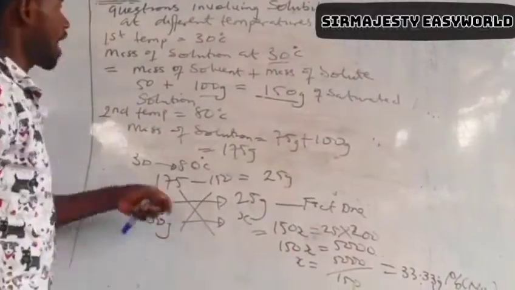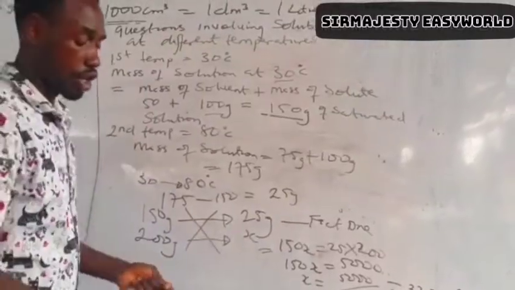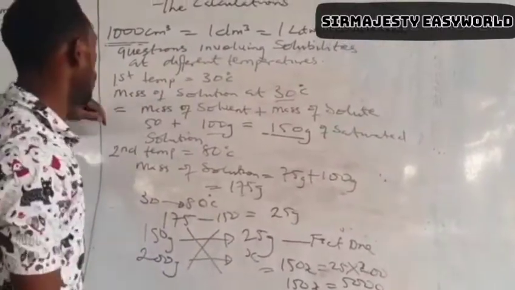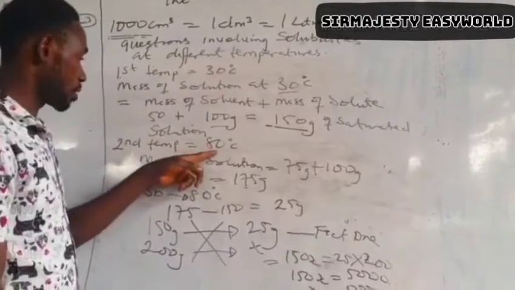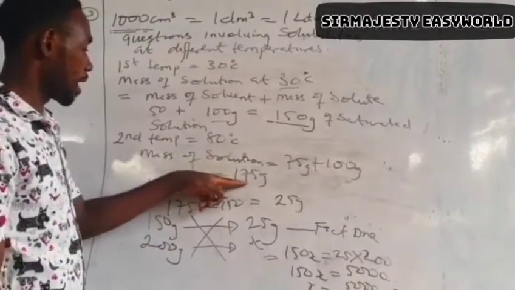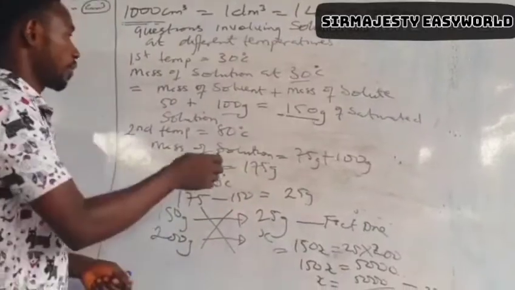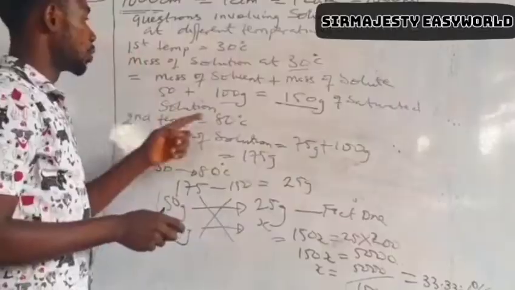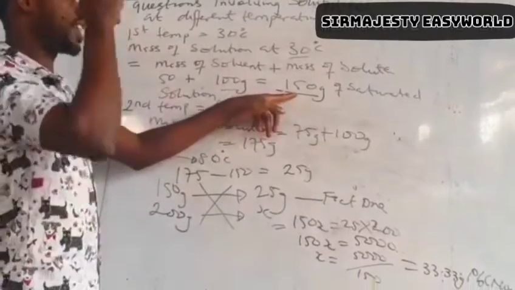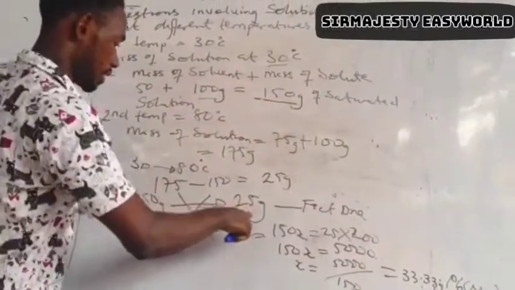Let me take the explanation again. After the whole grammar you saw there on the screen, just take a look at the mass of solution at the first temperature, then take a look at the mass of solution at the second temperature, then minus the mass of solution at the first temperature from the mass of solution at the second temperature. After doing that, you use the mass of saturated solution at the first temperature, equate it to your answer.